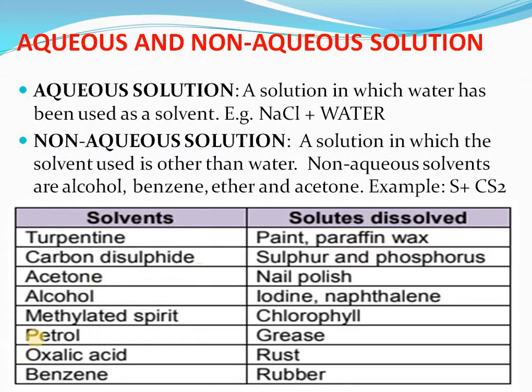Similarly, alcohol, methylated spirit, petrol, oxalic acid, benzene. Oxalic acid is not inorganic only; it would be polar. So polar and non-polar, they have just given some list. This is not differentiating the aqueous and non-aqueous, but this is also an aqueous one only.